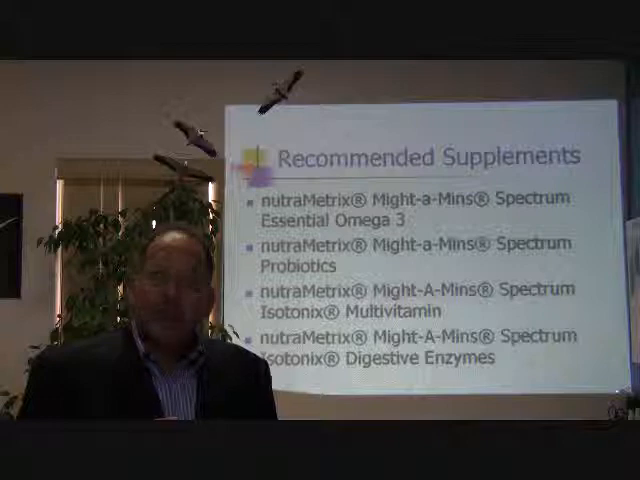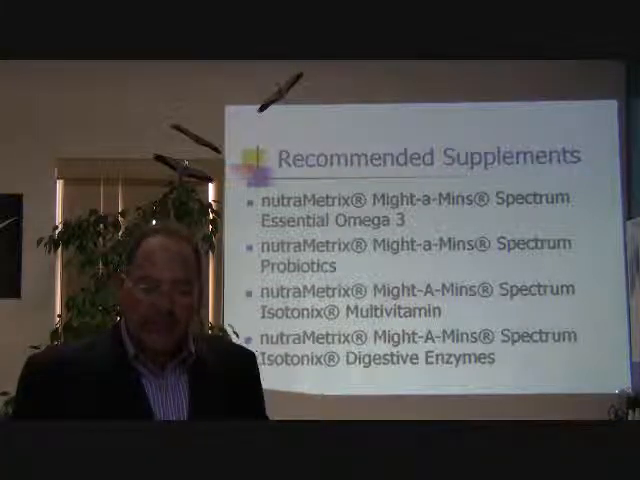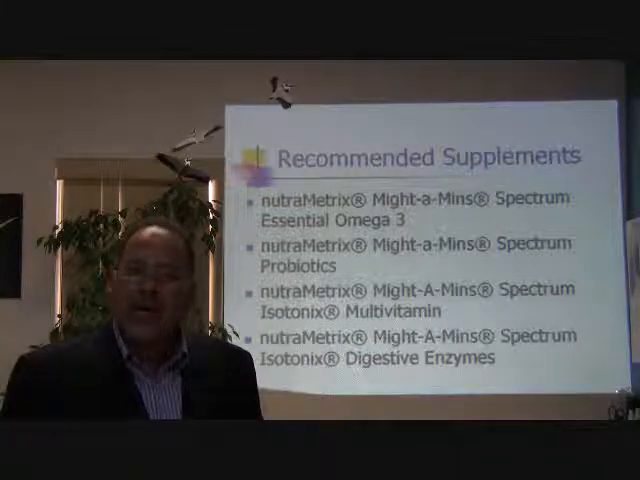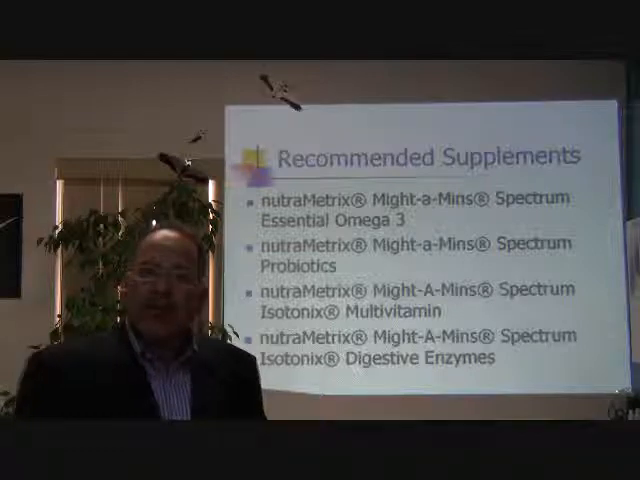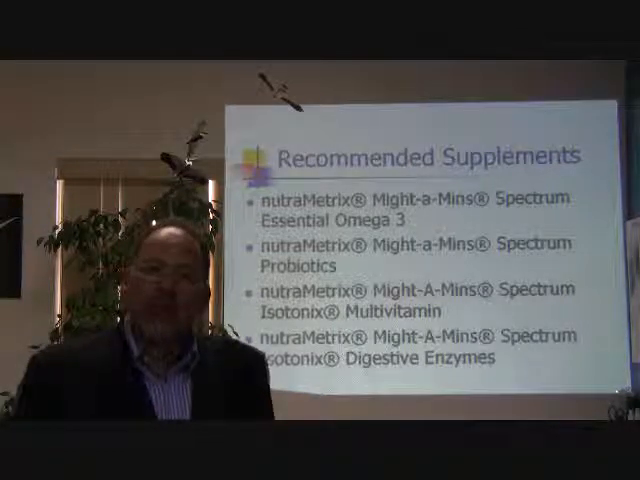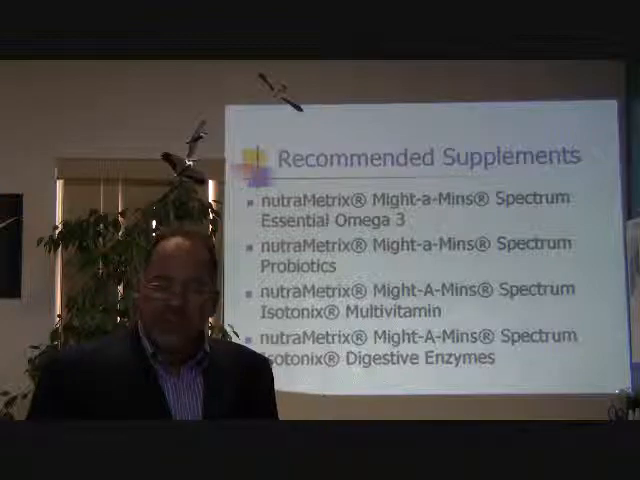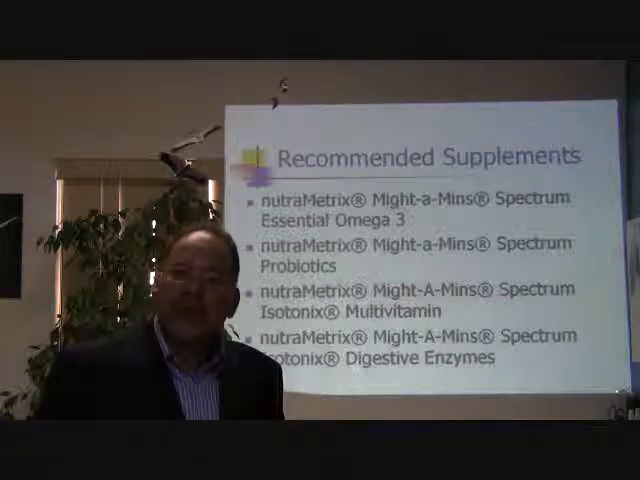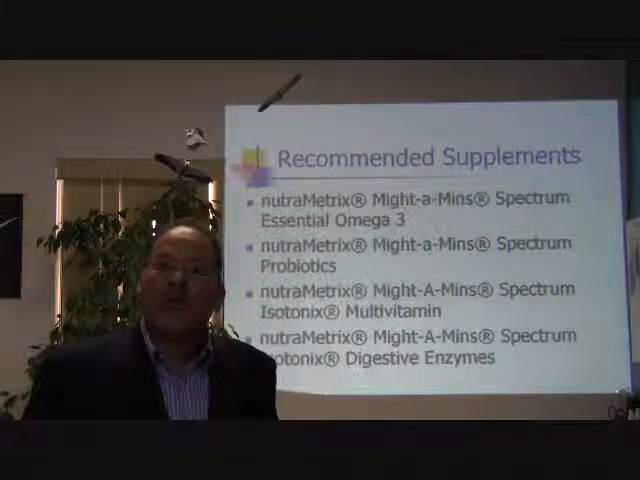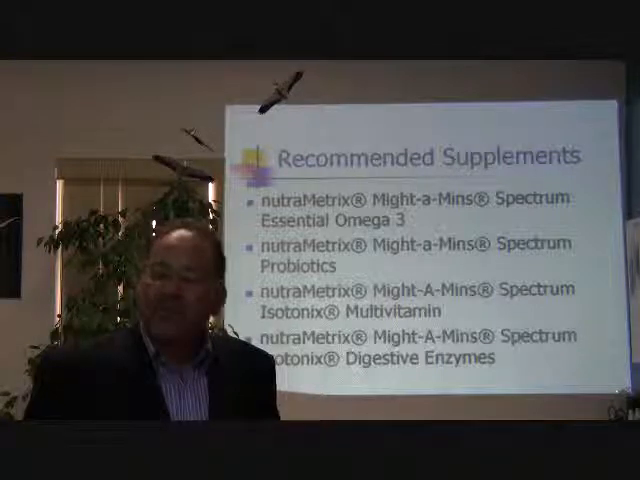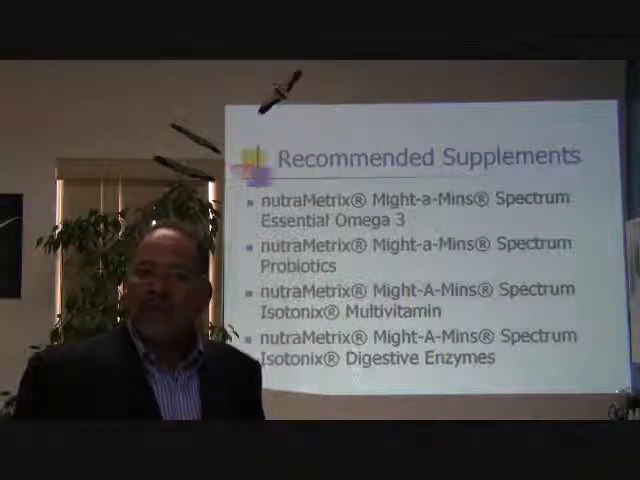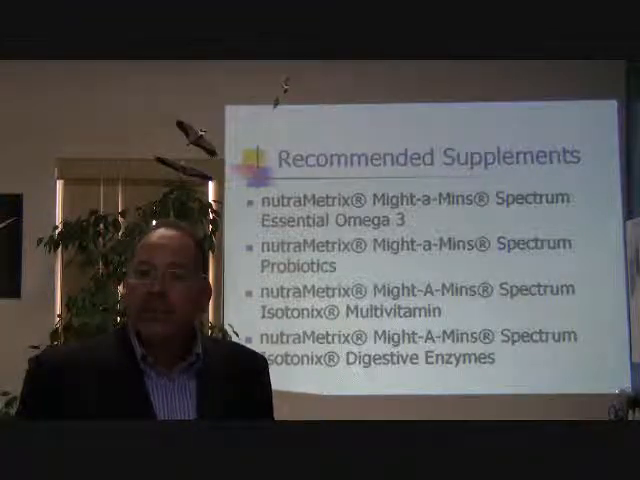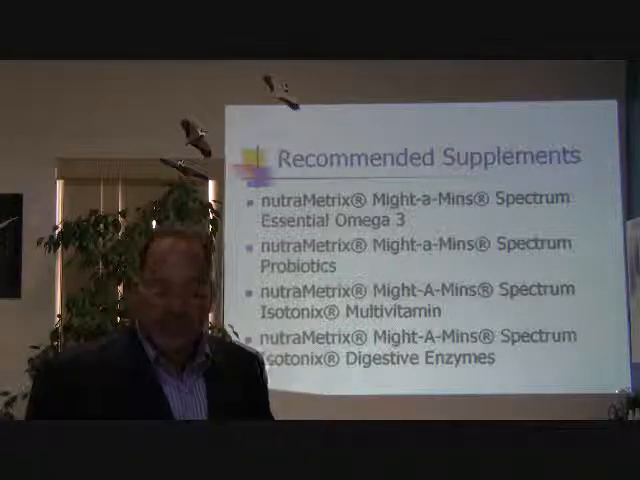So, supplements recommended for autism are Nutrimetrics Vitamins Spectrum Essential Omega-3. Omega essential fatty acids actually help the brain function properly. They're very important to have in your system. Nutrimetrics Vitamins Spectrum Probiotics are going to assure the proper flora in your gut. There's a connection between your gut and the way your brain works. Remember, 50% of your nerve endings are in your gut. So Spectrum probiotics are going to normalize the beneficial bacteria in your intestines.